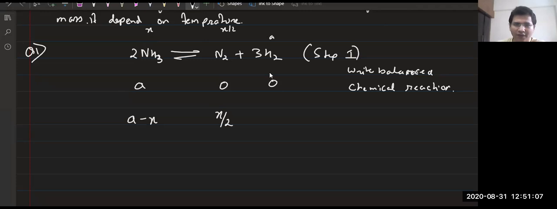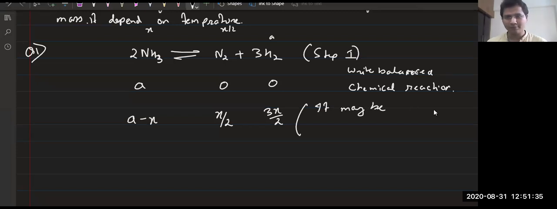And what is the amount of H2 formed? It will be 3 into X by 2. Agree? This is step 3. Step 1, write the chemical reaction. Step 2, write initial concentrations. Step 3, write concentration at equilibrium. Now see, this is at equilibrium. Here, it may be moles or concentration.